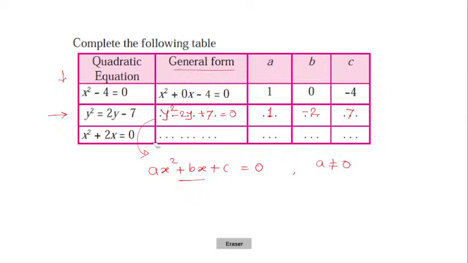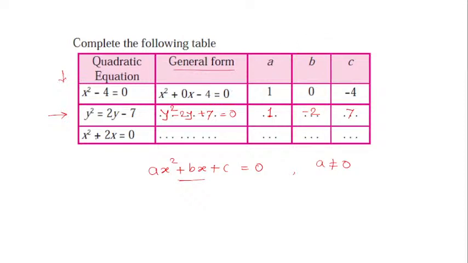So this is how we can compare any given quadratic equation with the standard form, and we can find the values of a, b and c, which is very important to find the discriminant, or if we have to use the formula method to find the solution of the quadratic equation, we must find the values of a, b and c by comparing it with the standard form correctly. Then only we can have the correct answer.